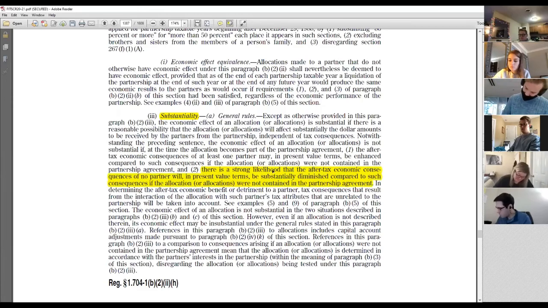There's a strong likelihood that the after-tax economic consequence of no partner will be substantially diminished. So we put that together, you're saying at least one partner could be better off, and no partner will be substantially worse off. Sort of everyone wins, or at least nobody loses. And as a result, the inference is that the government's going to lose.